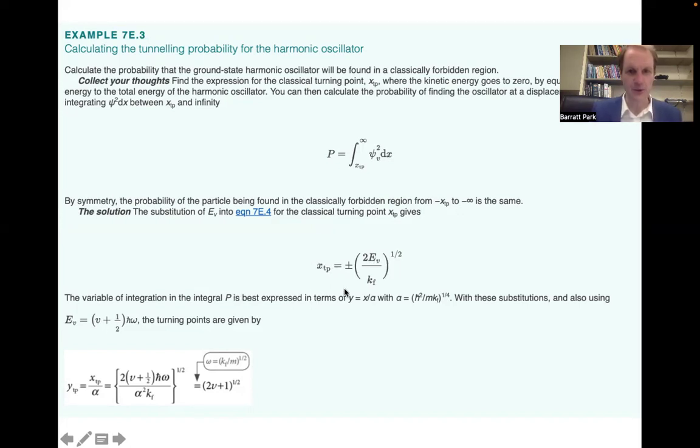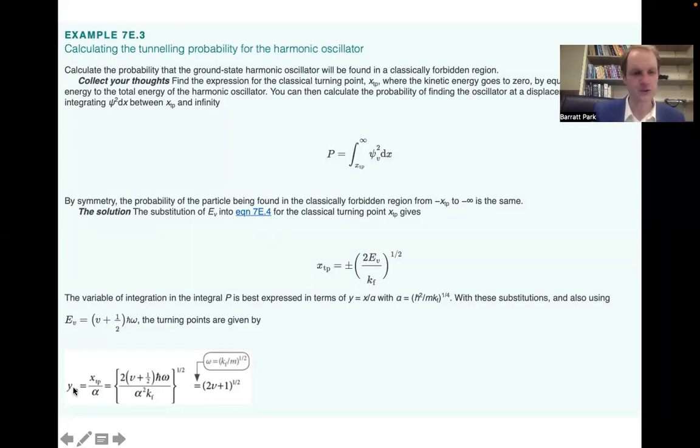And so we're going to use this expression here in this integral. But it's actually going to be a little bit more convenient to do this integral in terms of dy instead of dx, where y is equal to x over the alpha parameter. Alpha is this parameter that has dimensions of length, and it's given by the fourth root of h bar squared over the mass times the spring constant.